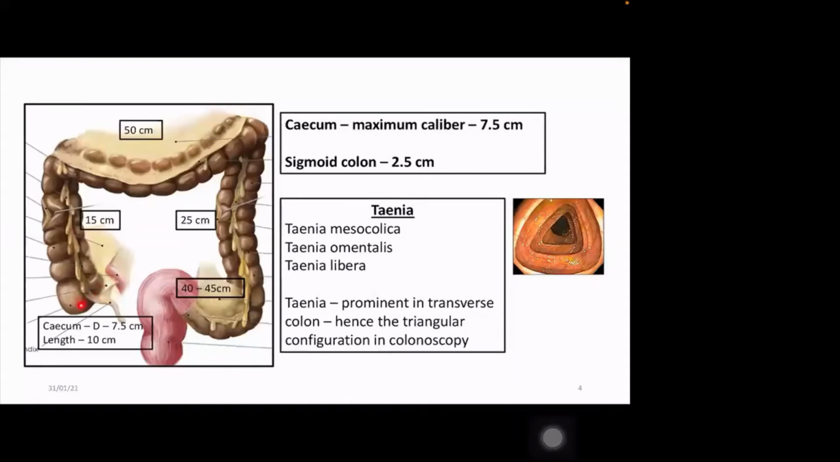Some of the dimensions which you might have to remember: the cecum length is only 10 centimeter, and the diameter of the cecum is 7.5 centimeter. The diameter of the cecum is important because the cecum is the most capacious part of the colon. In case of any obstruction distally, either in the transverse colon or in the left side of the colon, what happens?